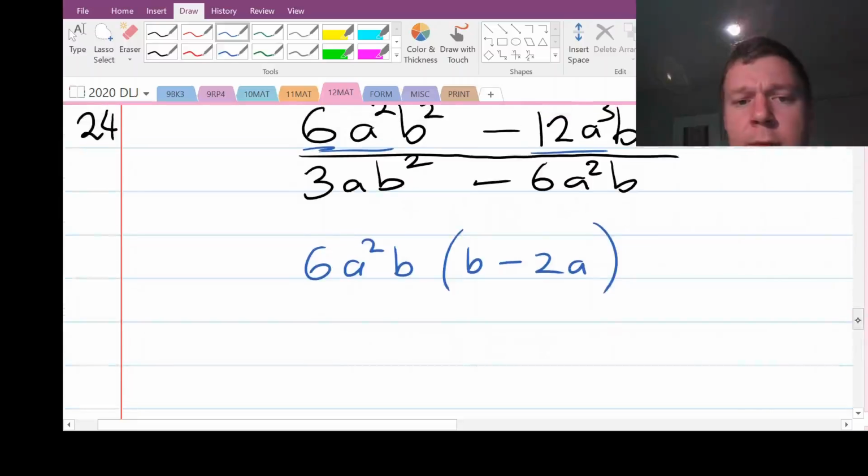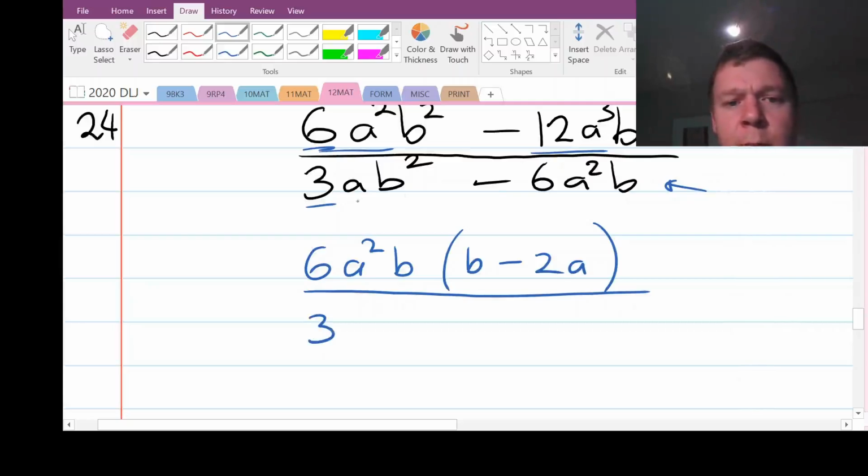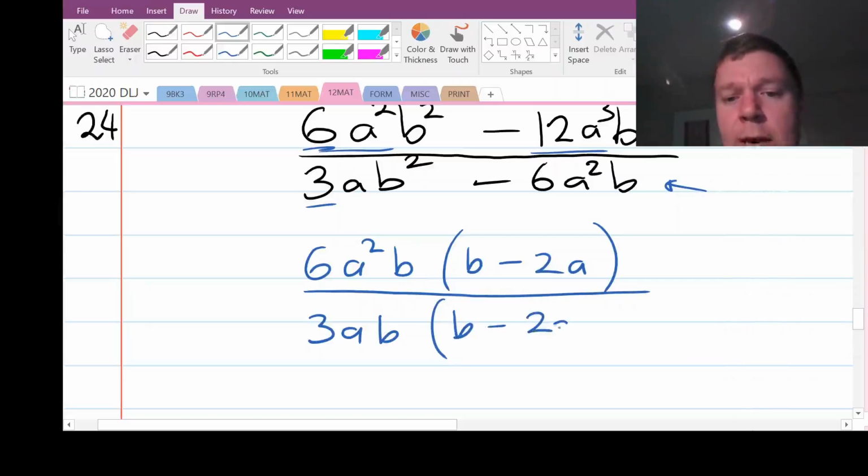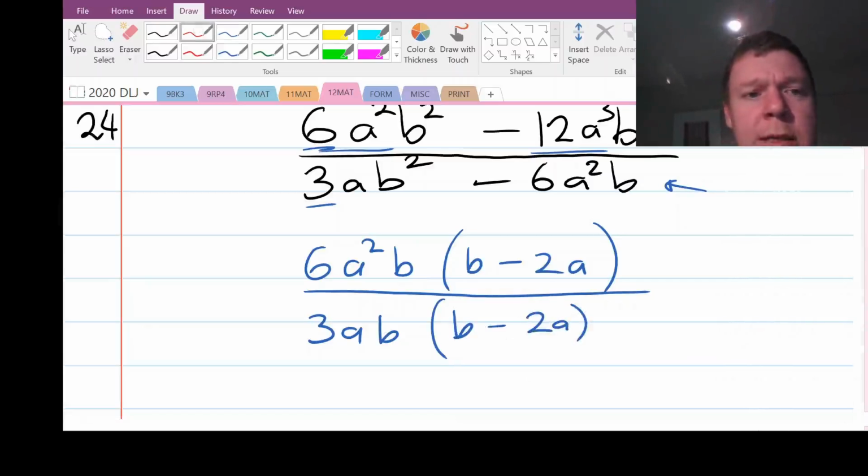Now on the bottom, just looking at these two terms, the biggest factor we can pull out of both of them in the numbers is a 3. 3 will come out of 3 and negative 6. Both terms have got a minimum of 1a, and both terms have got a minimum of 1b. So once that's all done, we are going to get same as above, b minus 2a.